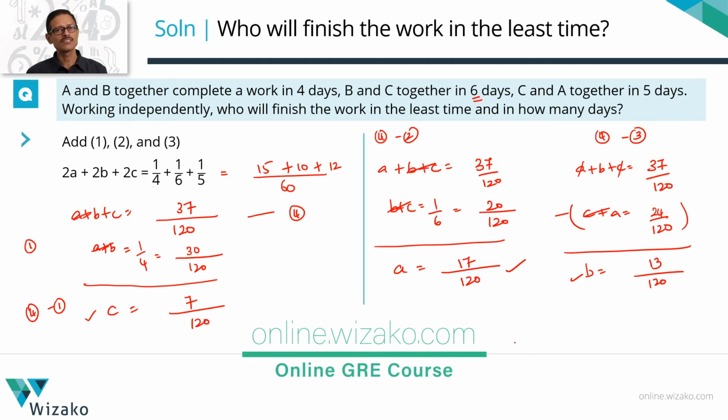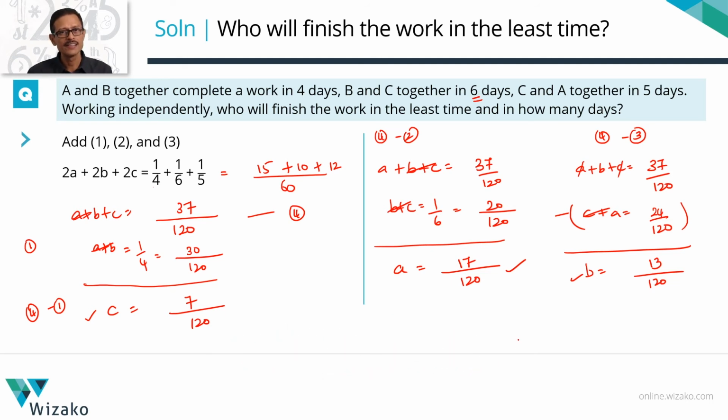All three numbers have the same denominator, 120. Let's pick the one which has the highest numerator, which happens to be A. So A is the most efficient. A finishes 17 by 120th of the work in a day. So in how many days will A finish the task? For example, go back to that simple example I had. P completed the work in 40 days. So in one day, we said P will complete 1 by 40th of the task.